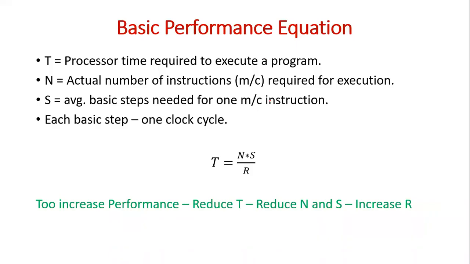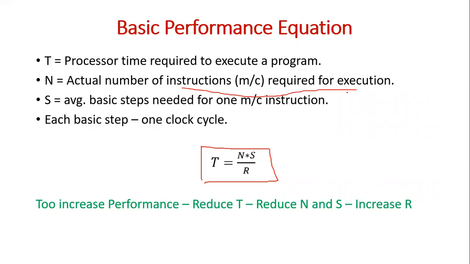Next, the basic performance of a computer is given by this equation: T = N × S / R. Let us understand what T, N, S and R are. T is the processor time required to execute a program. To execute a given program, how much processor time is required? That is called T. And N is the actual number of machine instructions required to execute the program.